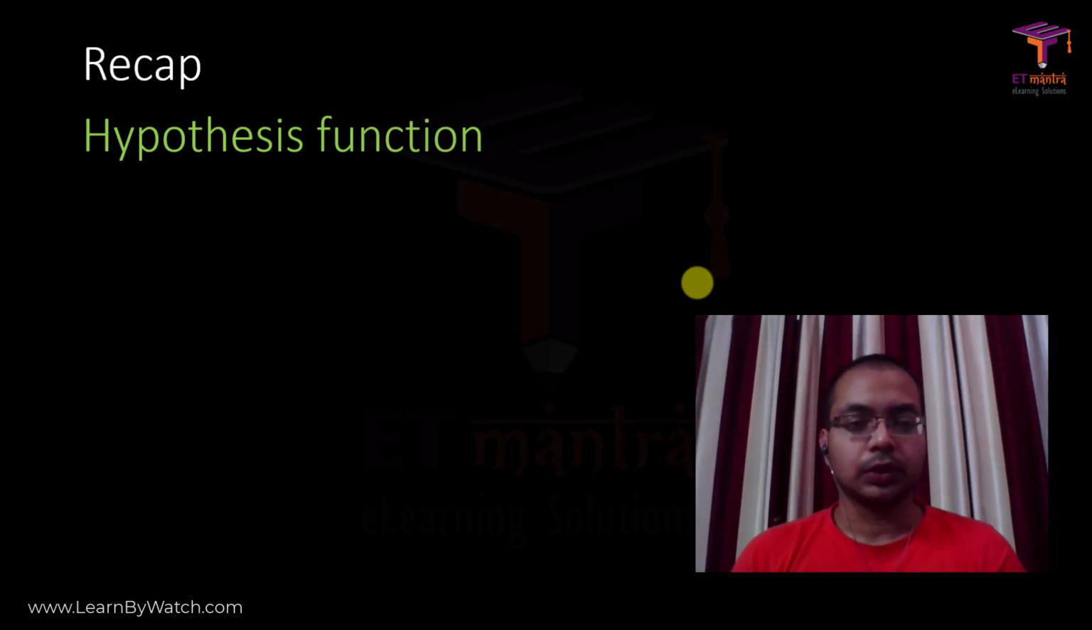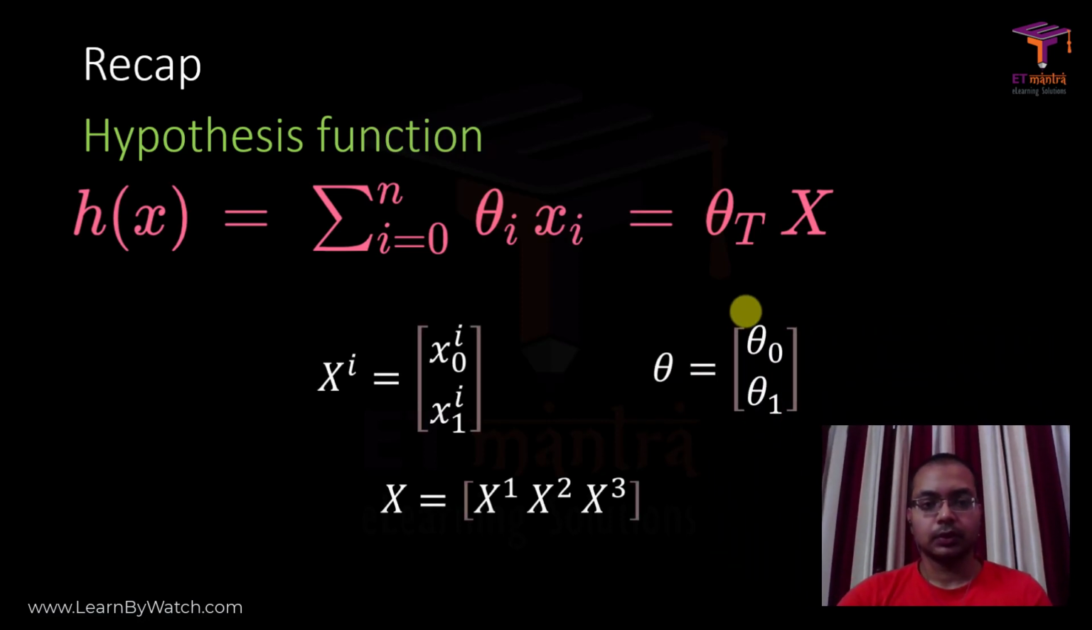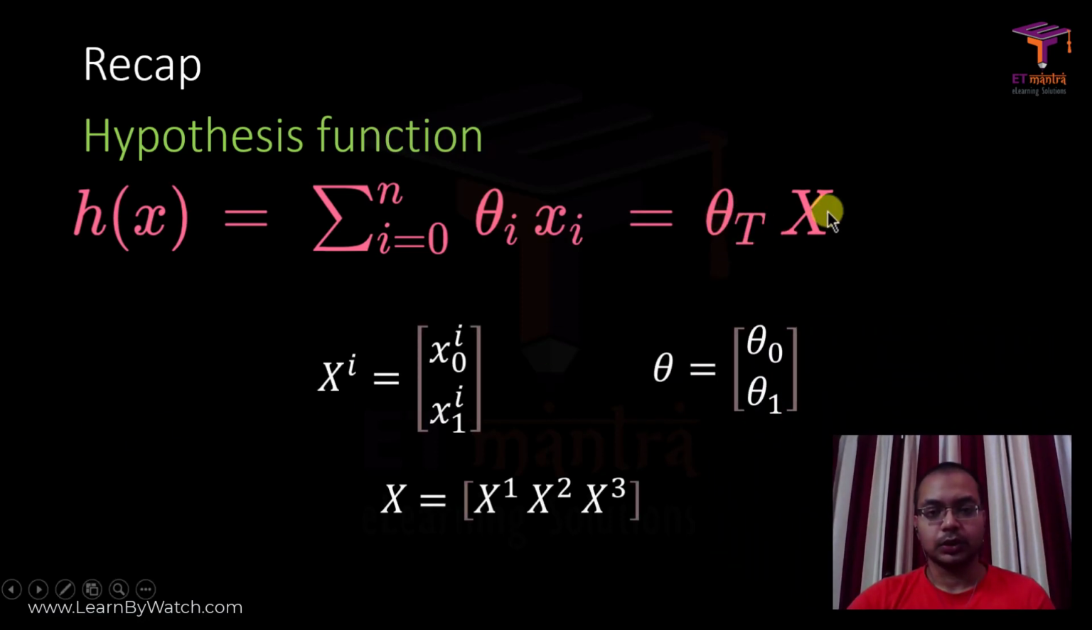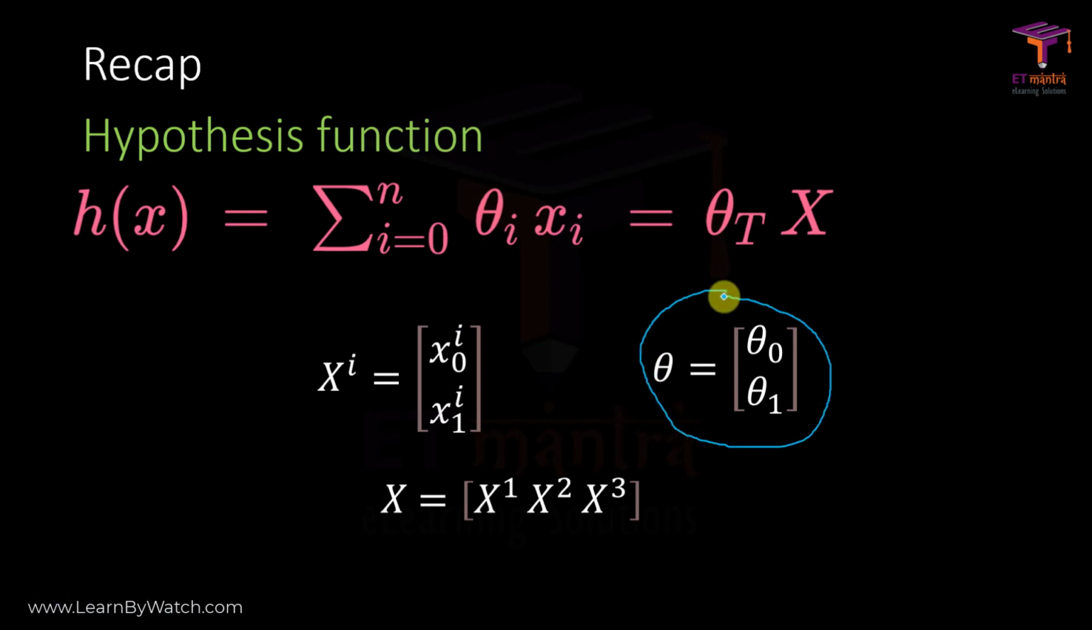In the previous video, we saw the hypothesis function, which is theta i into x i across all the features. It can also be written in the vector form as theta transpose times x, where theta vector is this vector and x vector can be represented as this, which is the first training example, second training example and third training example, all stacked together, where each of these can be represented by this vector.